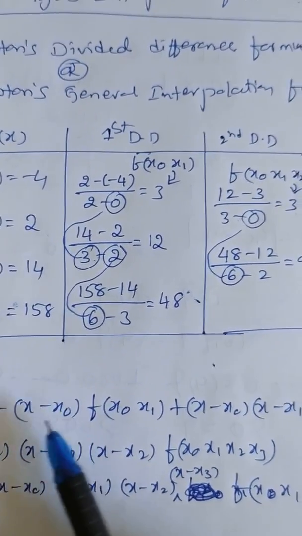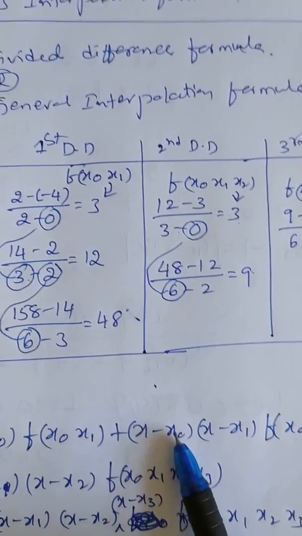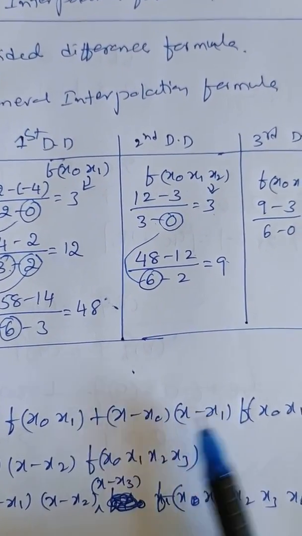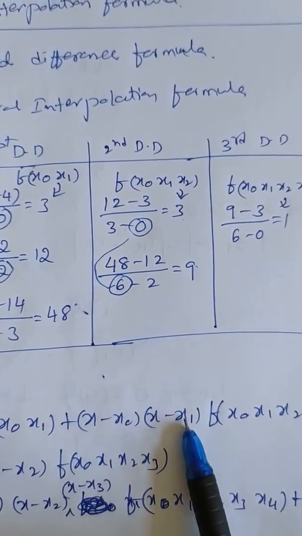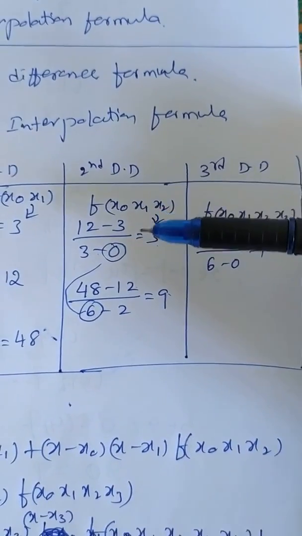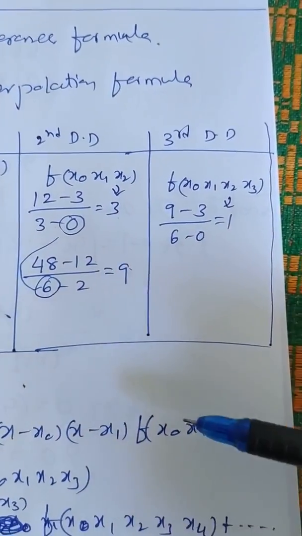We repeat the previous term, that is f of x naught, and the next term is (x minus x naught). Take one more term, (x minus x naught) into (x minus x1), and multiply it with the first divided difference, that is the second divided difference, f of x naught, x1, x2.